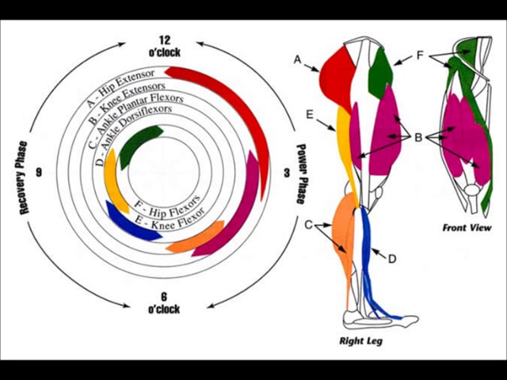A different example here is cycling, and this graph quite nicely shows us what muscles are working during specific phases of the leg cycle. So based on that, we can decide how we're going to target each muscle with the exercises that we choose.